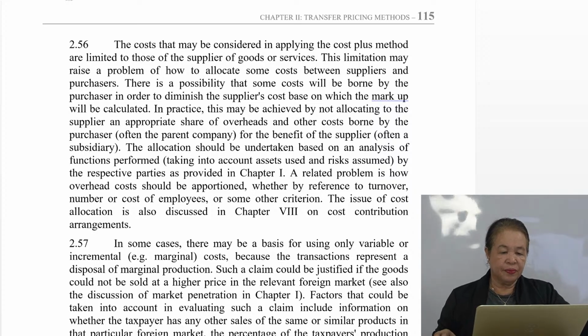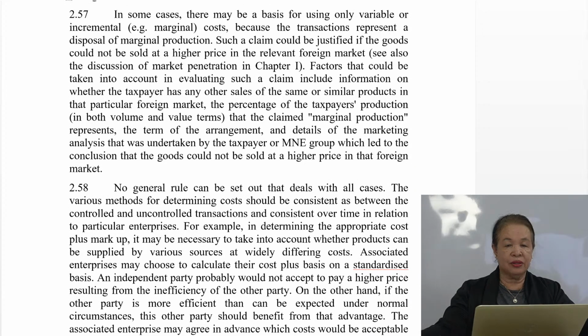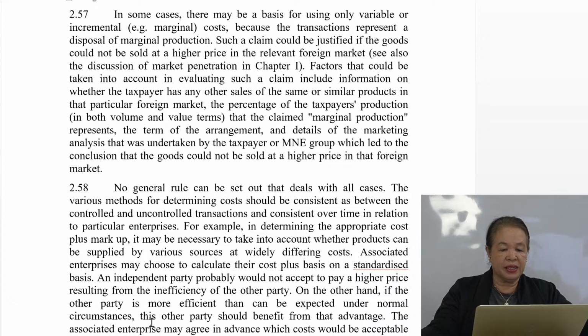No? So in some cases, there may be a basis for using only variable or incremental or marginal cost because the transactions represent a disposal of marginal production. No? So such a claim could be justified if the goods could not be sold at a higher price in the relevant foreign market. See also the discussion of market penetration in Chapter 1.